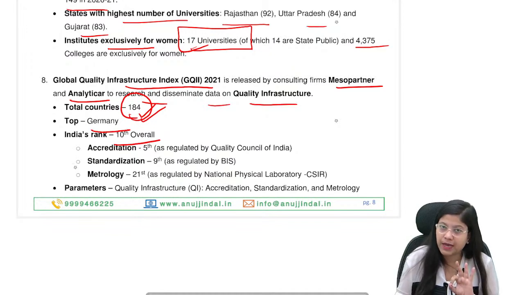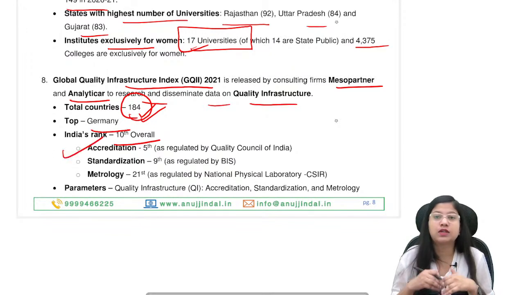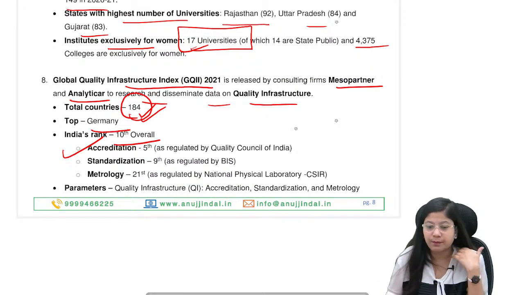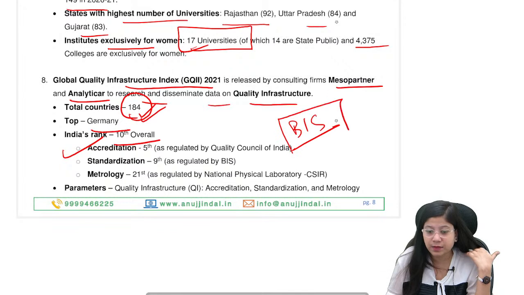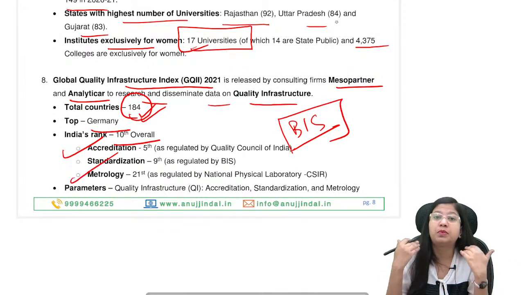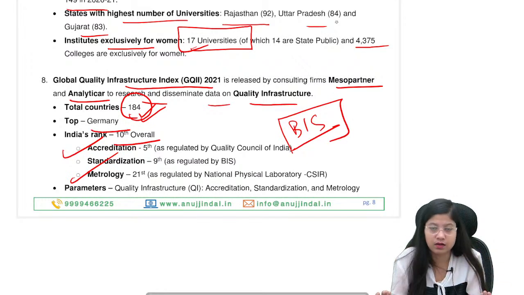Three parameters were used. Accreditation: which organization is giving the accreditation? Is the organization worthy? For example, the Bureau of Indian Standards. Is the BIS worthy of giving the accreditation? Standardization: on what basis are the products measured?